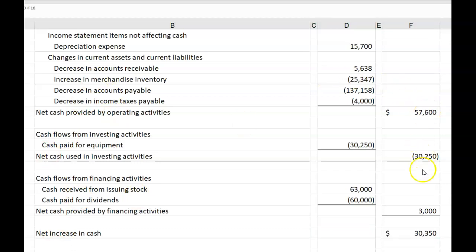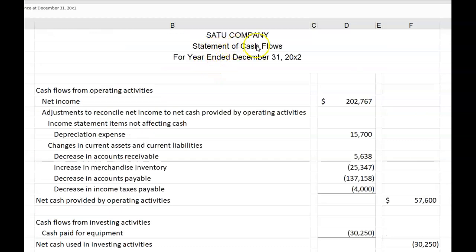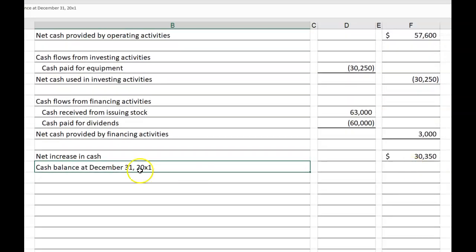Plus minus plus equals a net increase of cash of $30,350 for the year. If our cash increased by that amount during the year, and we had a beginning cash balance, if you add those two together, you should calculate your ending cash balance. So let's get some numbers in here. We're preparing this cash flow statement for the year ended December 31st, 20X2. So the beginning cash balance would have come from the prior year balance sheet. So the words I'm using are cash balance at December 31st, 20X1.